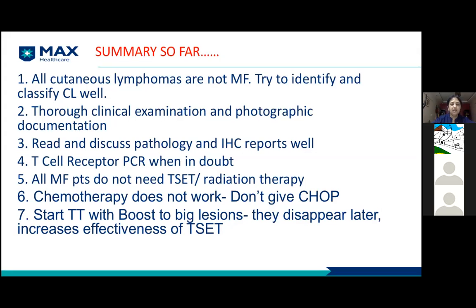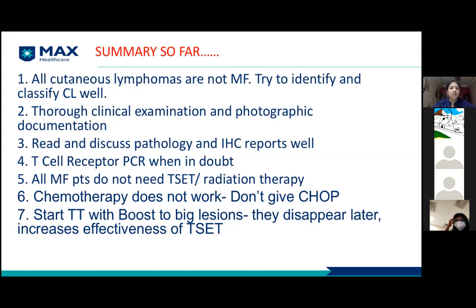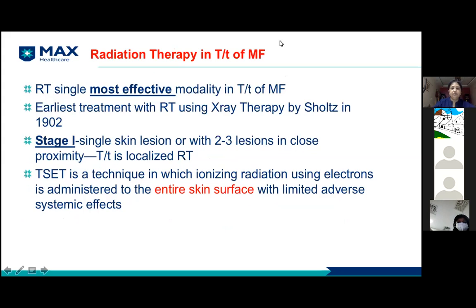Third message is read and discuss pathology and IHC reports well with your pathologist and try to correlate them with the clinical findings. T cell receptor rearrangement is a problem solving tool which can be easily used whenever you're in doubt. All mycosis fungoides patients do not require radiation therapy or TSET. You have to judiciously select which patient needs what therapy. Chemotherapy largely does not work, and CHOP certainly has no role. If you have big lesions, ulcerated lesions, thick lesions, start treating them first before starting with total skin electron therapy.